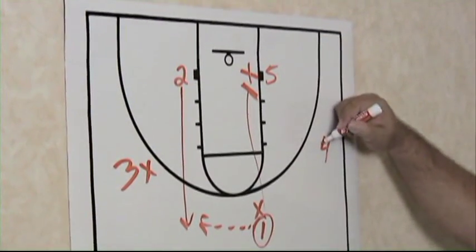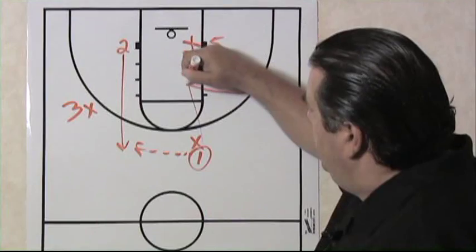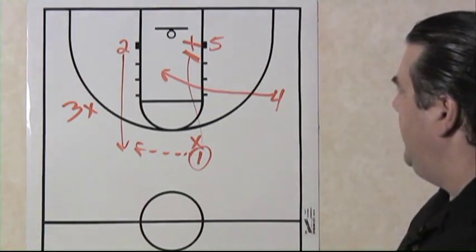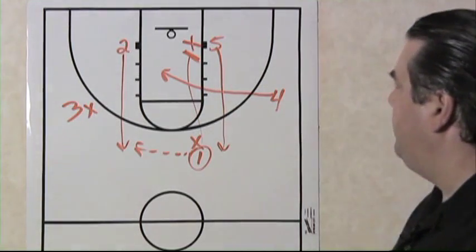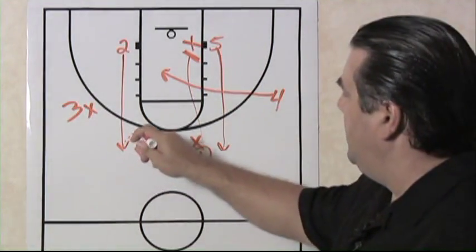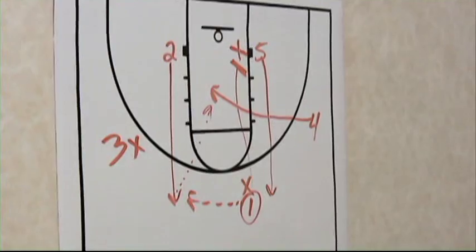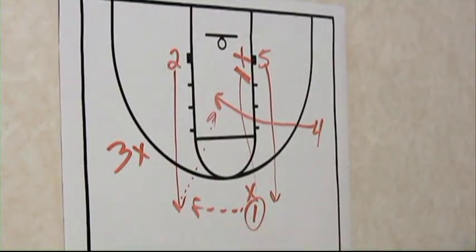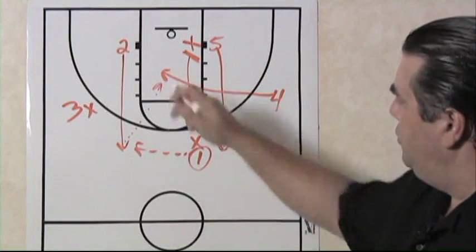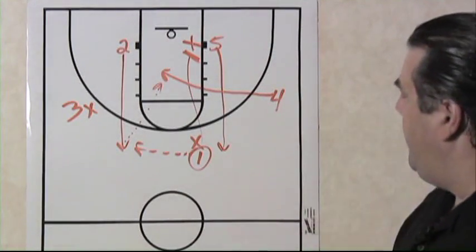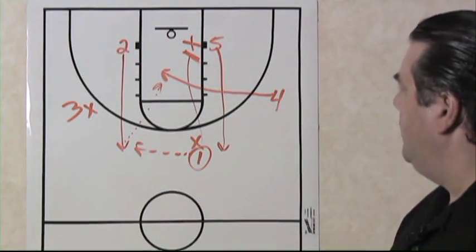As that happens, 4 is now going to cut into the middle of the lane. 5 will cut behind 4, back up to the top. So our first look on this continuity offense is right to the middle. After 1 passes to 2, sets the screen, 4 cuts in behind, in the middle, 2 looking inside. 5 now will pop up to the opposite side of the floor.